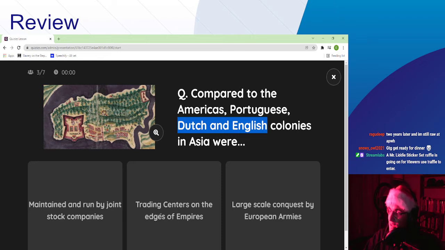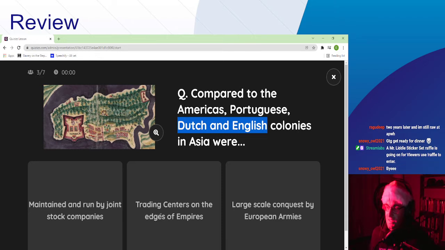But in this case, what's important to know is, catch you later, Snowy Owl. Glad you could make it by.